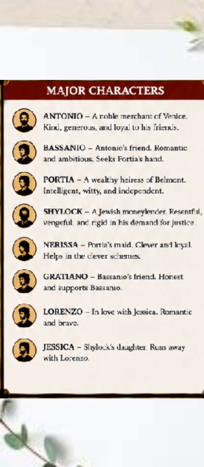Nerissa, Portia's maid, clever, loyal, helps in the clever scheme. Gratiano, Bassanio's friend, honest, and supports Bassanio. Lorenzo, in love with Jessica, romantic and brave. Jessica, Shylock's daughter, runs away with Lorenzo. So let's discuss the summary very briefly.